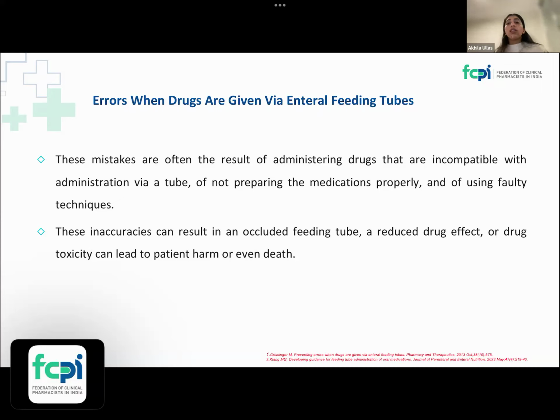Drug toxicity can also occur. If the tube is not placed in a proper way, the patient may lose the efficacy of the treatment. Sometimes the patient may get complications due to occlusion of the feeding tube. Sometimes even death may happen.